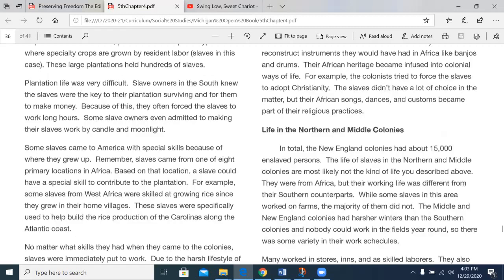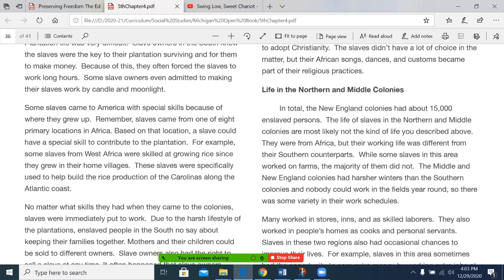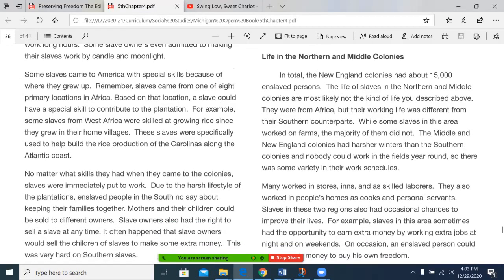Some slaves came to America with special skills because of where they grew up. Remember, slaves came from one of 8 primary locations in Africa. Based on that location, a slave could have a special skill to contribute to the plantation. For example, some slaves from West Africa were skilled at growing rice, since they grew it in their home villages. These slaves were specifically used to help build the rice production of the Carolinas along the Atlantic coast.